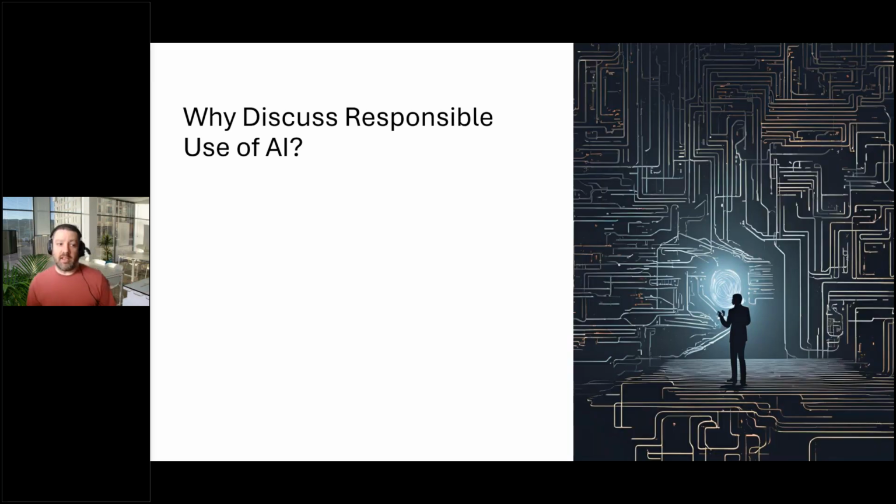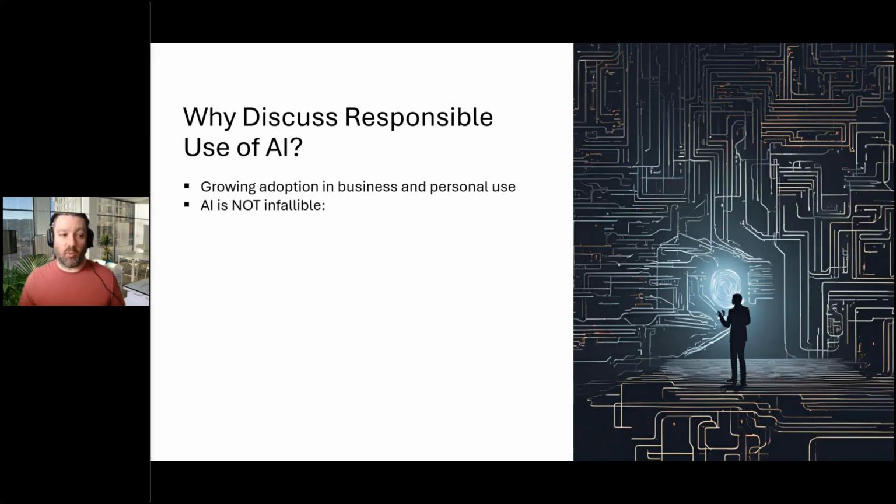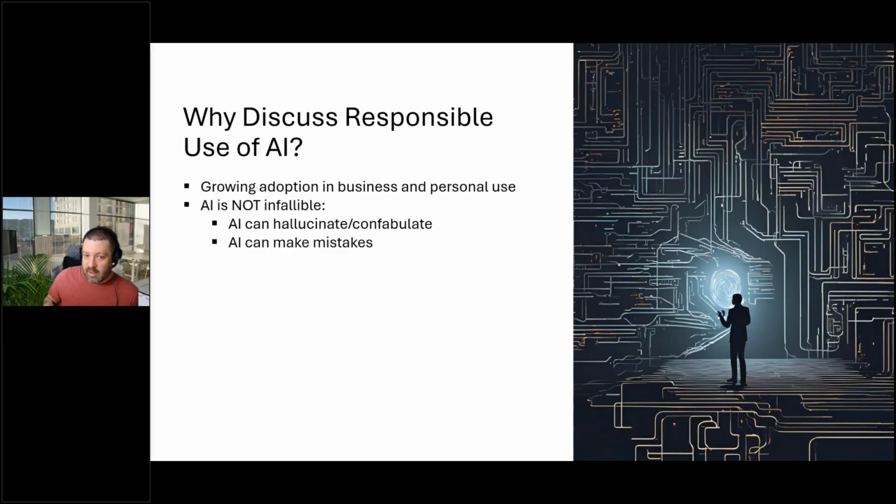Now, one of the reasons you guys are here today is because you want to talk about responsible AI use. The reason we have to discuss responsible AI use is because we are seeing a big growing adoption in business and personal use. And you have to remember that AI is not infallible. AI can hallucinate and confabulate. That means that AI can produce weird results even when given a fairly normal question. AI can make general mistakes, and it can compound those mistakes.